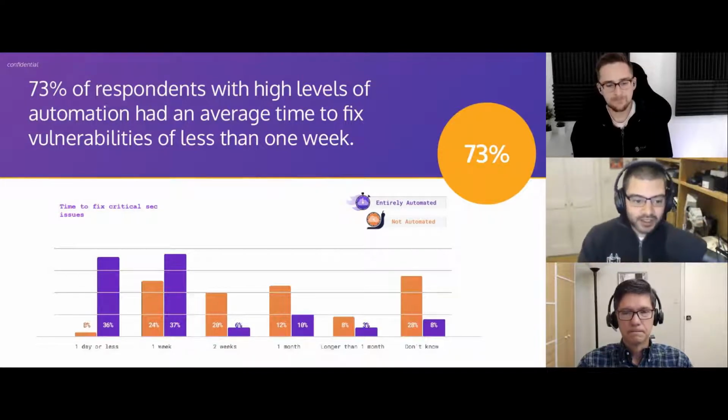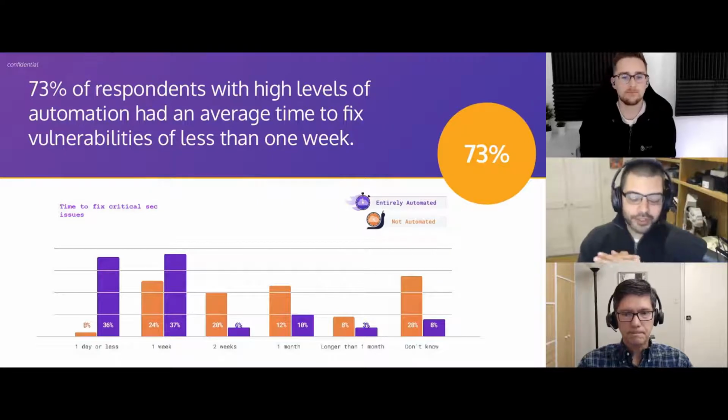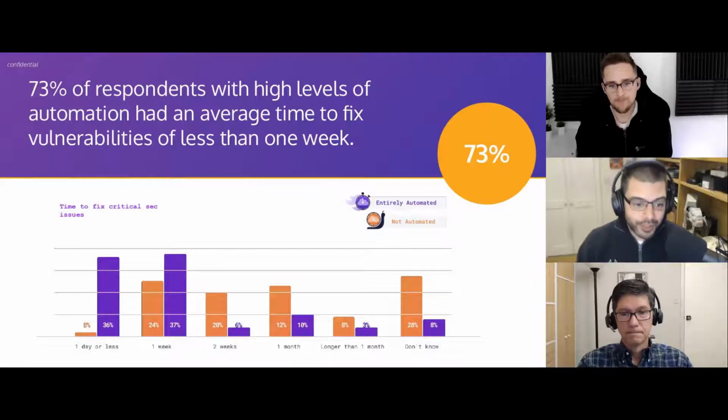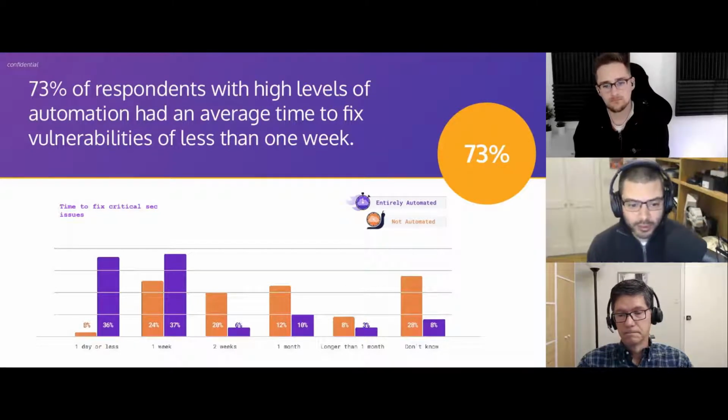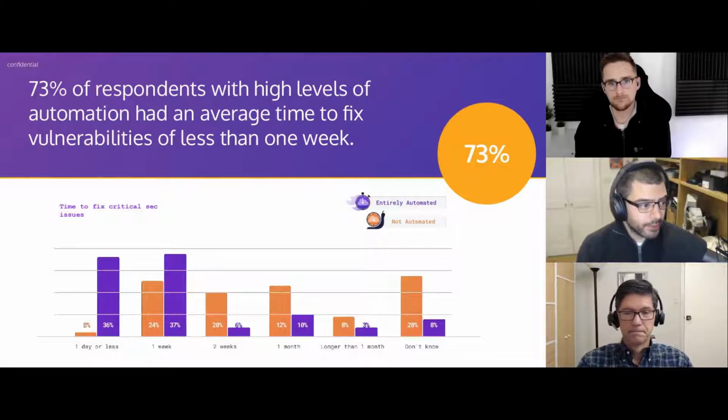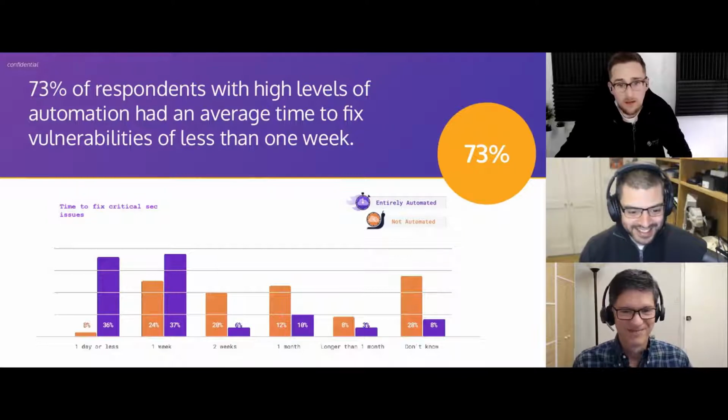And what we can see here is this correlation between respondents who test, respondents who are automated, and those respondents who can fix in a short period of time, like a day or less. This is significant. Almost three quarters of people can fix critical issues within a week or less. Only around less than a third for those who are not automated. This is important. Ian, I know you've got a take on this slide as well.